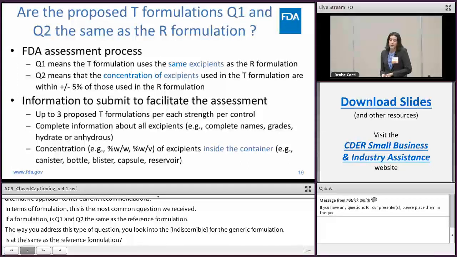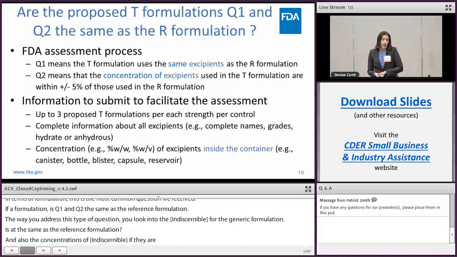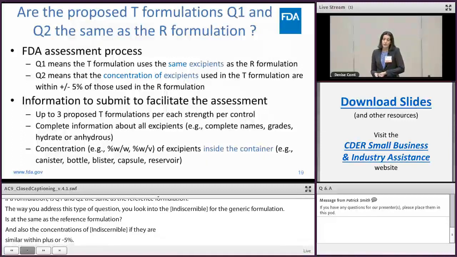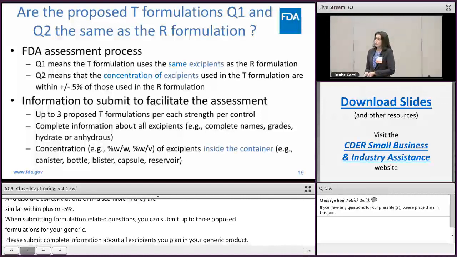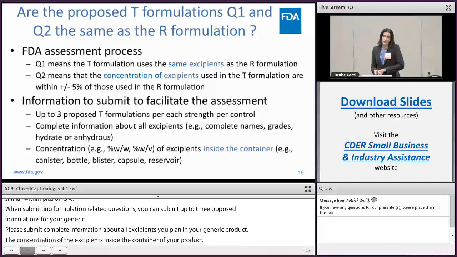So when submitting formulation-related questions, you can submit up to 3 proposed formulations for your generic product. And please submit complete information about all excipients you plan in your generic product and the concentrations of excipients inside the container of your product. For example, if you are developing a generic metered-dose inhaler, the concentration of excipients inside the canister.